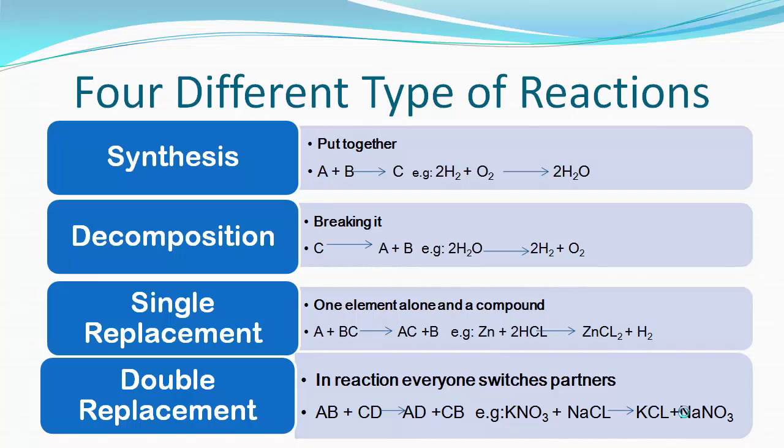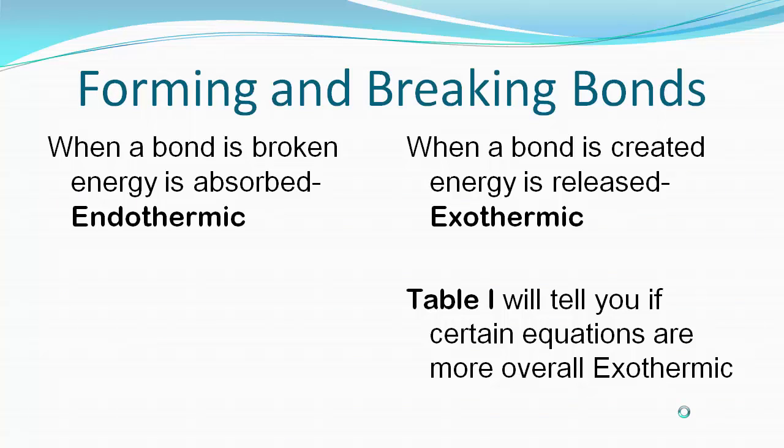Example is KNO3, which NO3 is a polyatomic ion, plus NaCl. So K is first, NO3 is second. Na is first, and Cl is second. So K will take the place of Na, so it's KCl. And Na, which is first and second one, will take the place of the NO3, so it's NaNO3, which is the answer. They're double replacing each other.